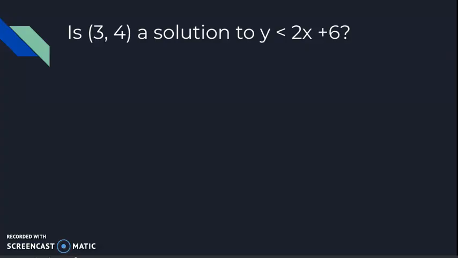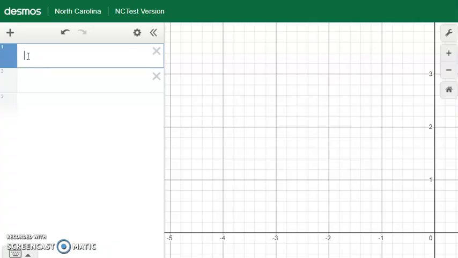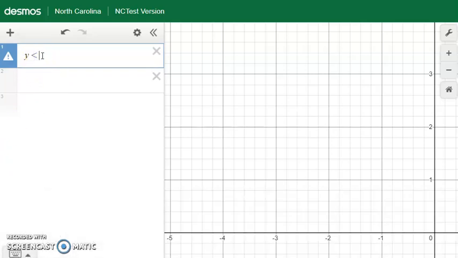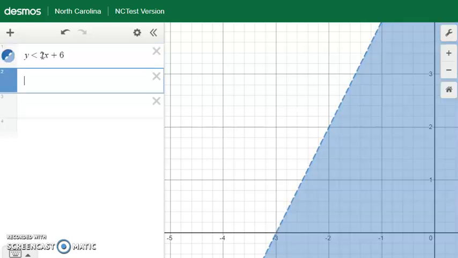Okay, let's try another one. Is (3, 4) a solution to y < 2x + 6? Go ahead to your Desmos calculator and graph this and see. Alright, so we're going to try that again. y is less than. Now I'm just using the less than key. If you're unfamiliar with that, you can also come down here to the keyboard and choose the less than key. y < 2x + 6, and I'm looking for the point (3, 4).